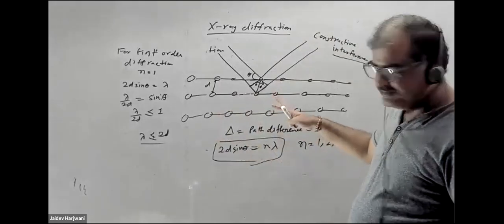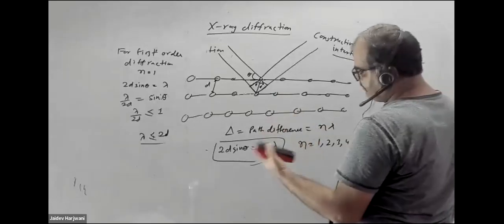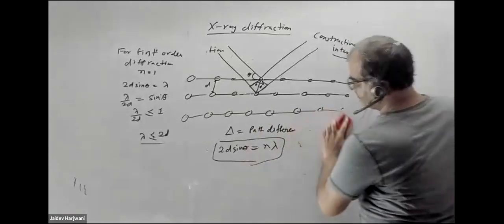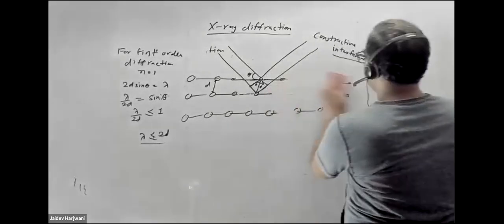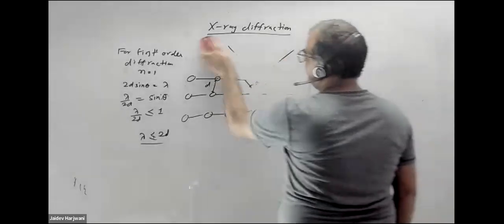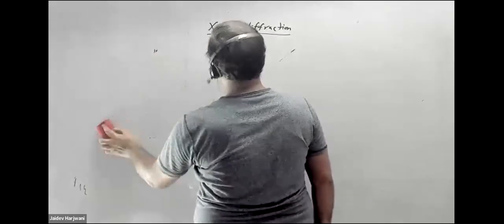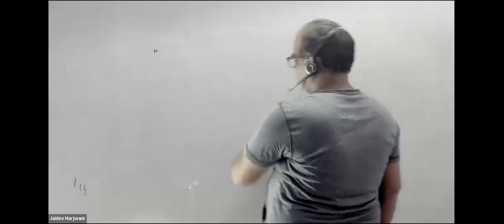This point is clear? Yes, sir. This point is clear, right? For n equal to 1 it is first order, for n equal to 2 second order. This is your X-ray diffraction. Your wavelength should be of the order of the interplanar distance in order for X-ray diffraction to take place. So let me solve one problem based on this.